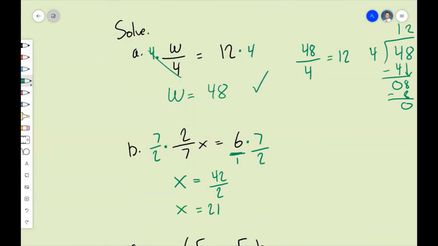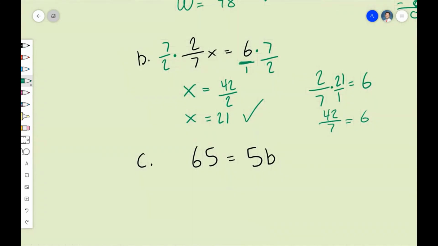So once again, we want to check our answer. So 2/7 x equals 6, and we want to find 2/7 times 21, because that's what we said x was equal to. If we were to check that, 2 times 21 is 42, and 7 times 1 is 7. So 42 divided by 7 equals 6, and that is true. So this was correct.